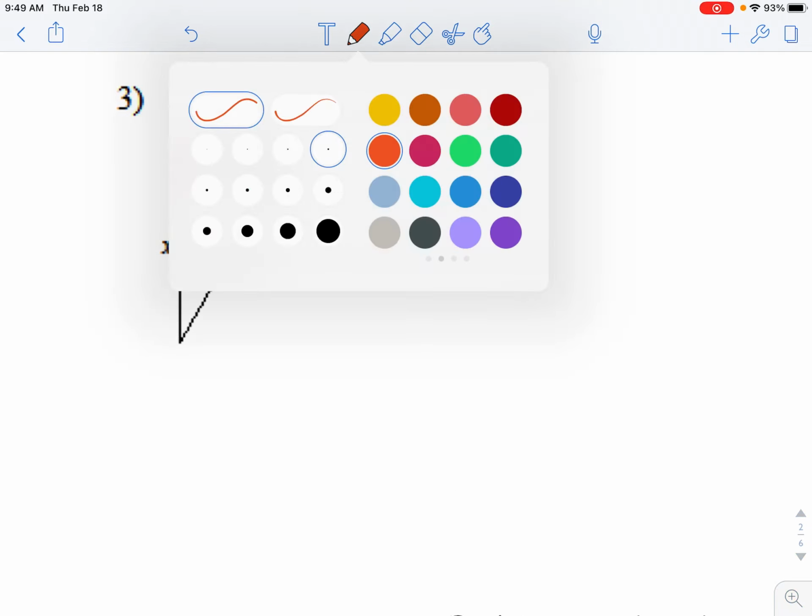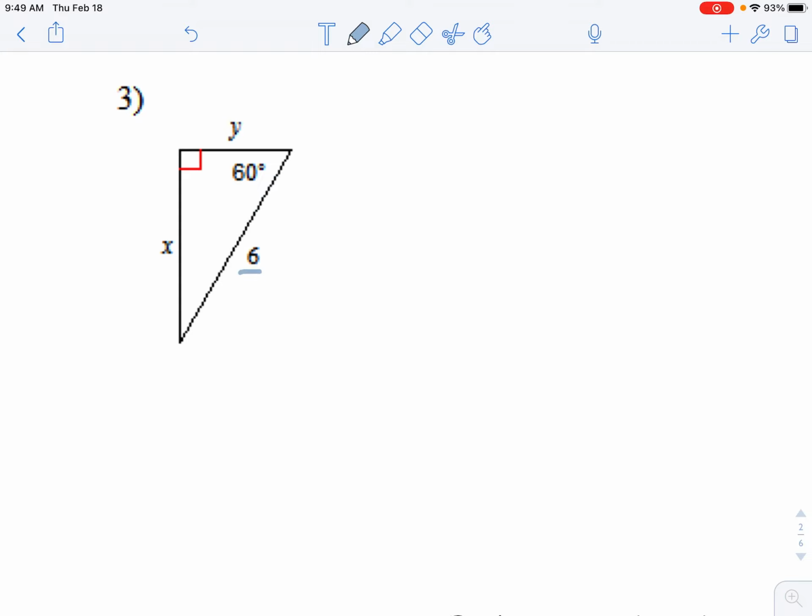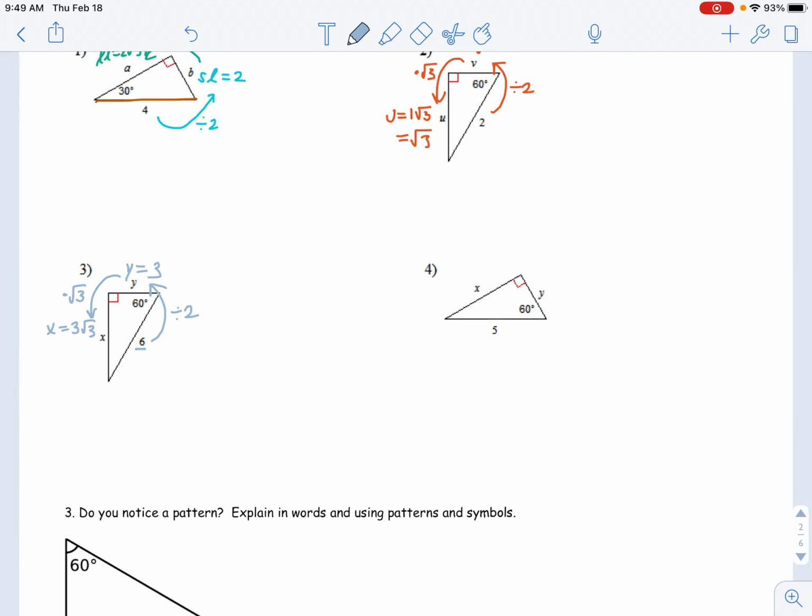And then over here, the hypotenuse gives us 6. So again, it's always easier to find the short leg first. Divide by 2. y equals 3. Then to find the long leg, just multiply by radical 3. So x equals 3 radical 3.